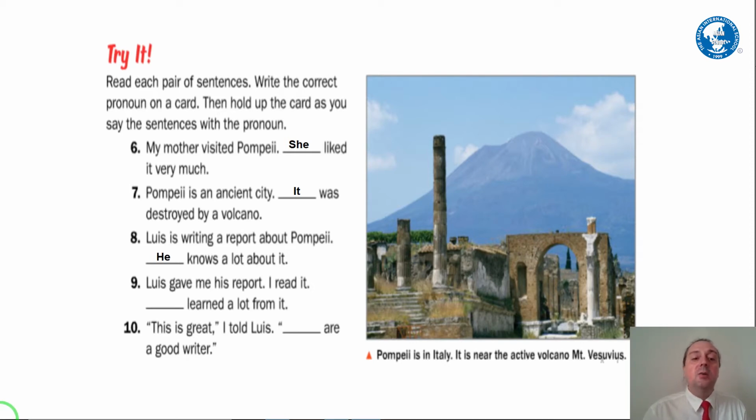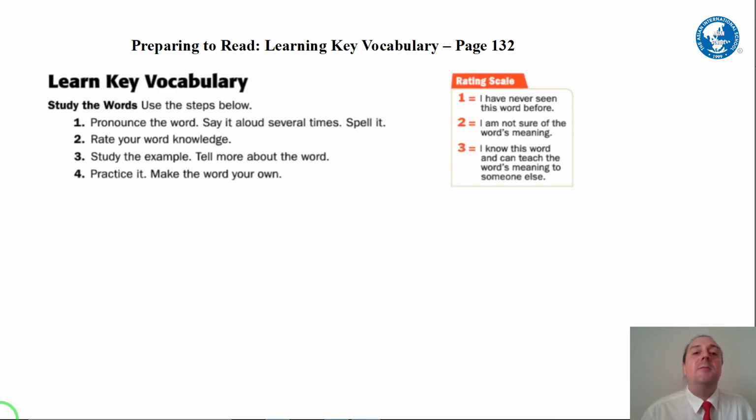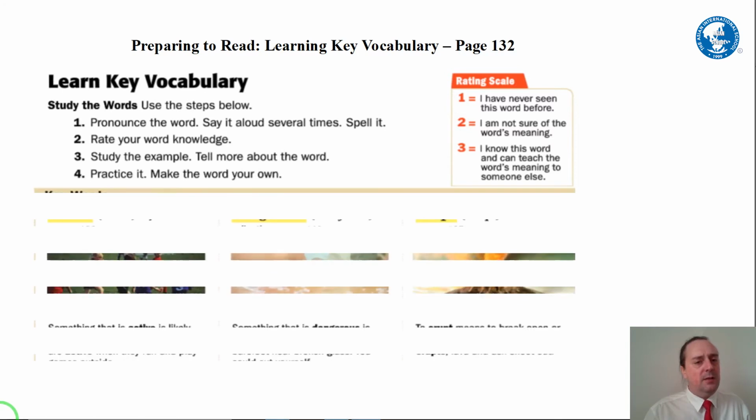Number 9, Luis gave me his report. I read it. I learned a lot from it. Number 10, this is great, I told Luis. You are a good writer. Okay, subject pronouns. Very good. Before we read any time, we should understand the key vocabulary.